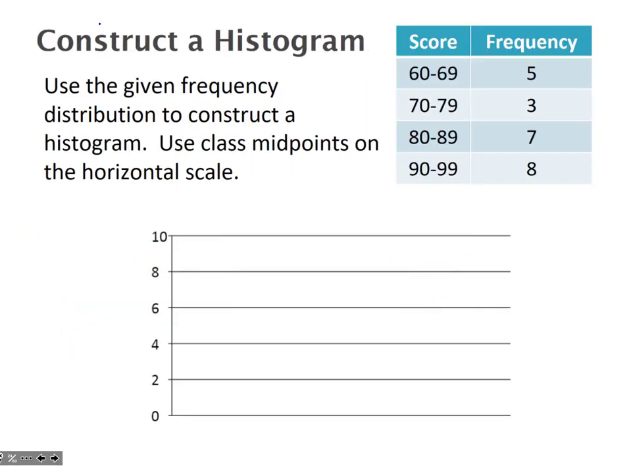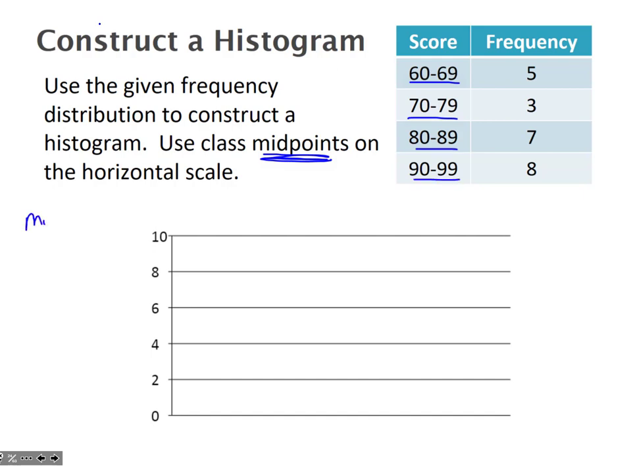So let's build a simple histogram just to make sure that you feel comfortable with all the different pieces. Use the given frequency distribution to construct a histogram. Use class midpoints on the horizontal scale. So if you look at our data, the first thing, of course, we would need to do is find those midpoints. We have 4 classes: 60 to 69, 70 to 79, 80 to 89, and 90 to 99.